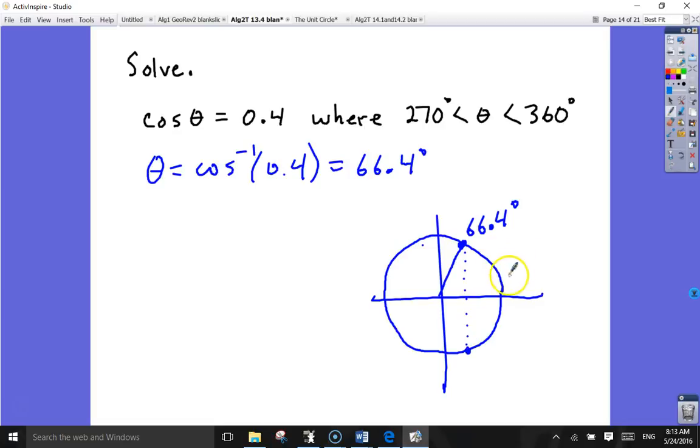If you went up 66.4 to find that point, then you would go down 66.4 to find this one. So what would be the value? How would you figure it? 360 minus 66.4.